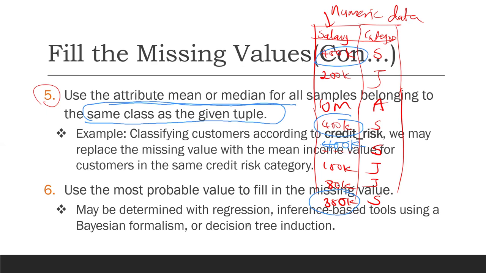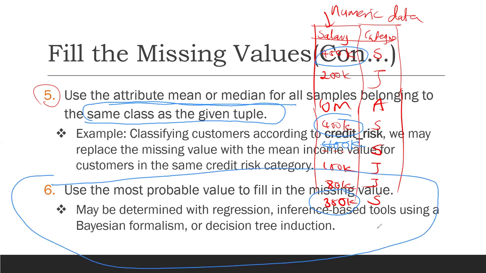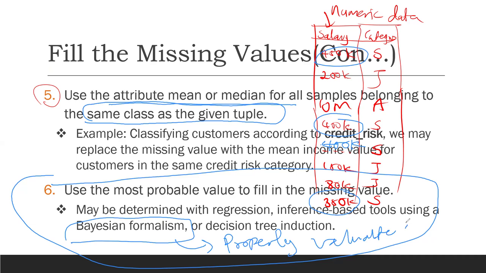Based on that also, you can fill the missing values. These are the six different types of fill the missing values, right? So normally if you need to use this type, you need to mathematically prove, right? If you are using Bayesian formula, then you need to properly validate why I am using these, right? So mathematically you need to prove to use these Bayesian theorem or regression analysis or something, right?